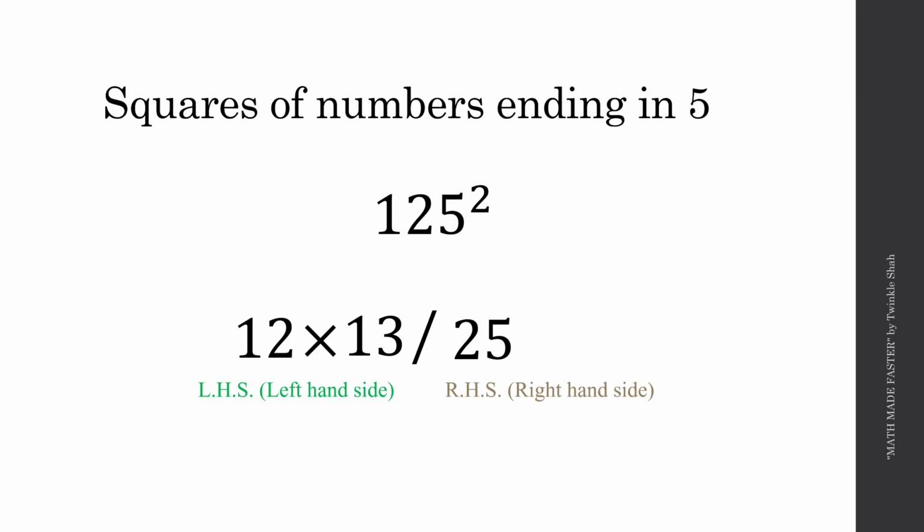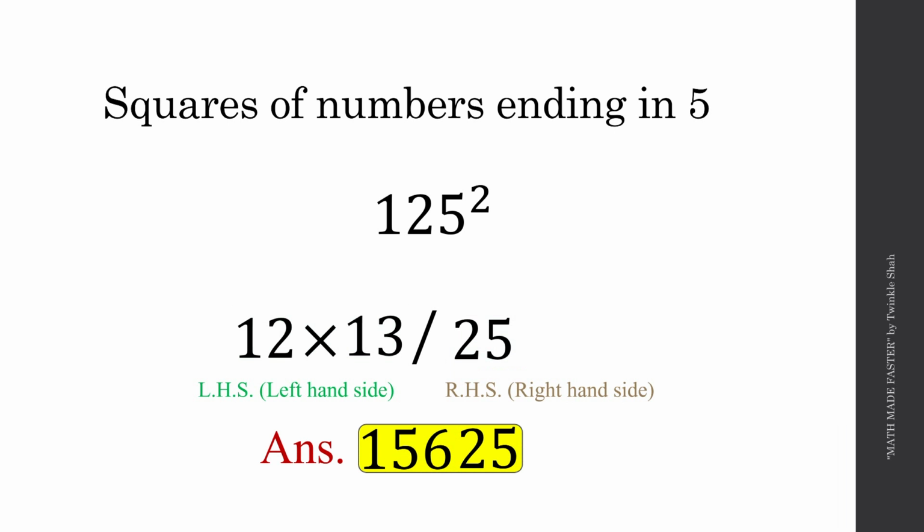Now simplify both of these expressions and concatenate the results. 12 times 13 equals 156, and we keep the 25 as it is. Therefore, our answer equals 15,625.